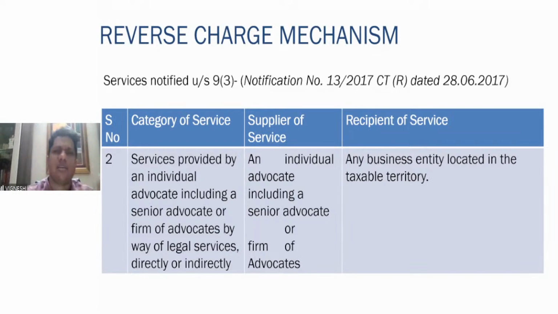Lawyers as such are already very strong when it comes to lobbying. What do you mean by lobbying? By fighting for their rights.